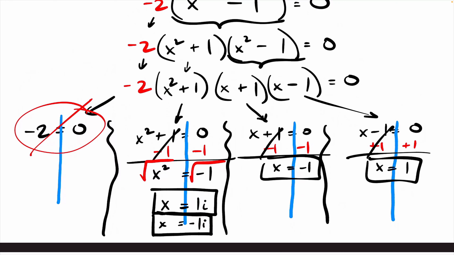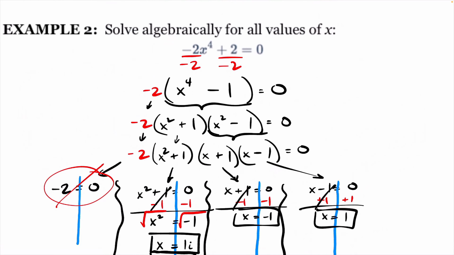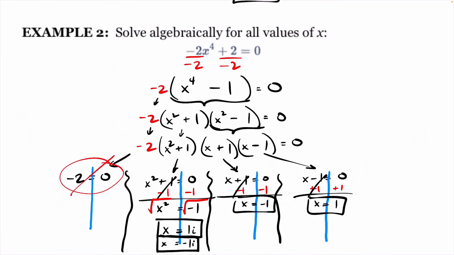How do you know if they only want the real ones? You read the directions. This one said, give me all of the values, so you give them all 4. 4 boxes, 4 answers. Sometimes the directions will say, solve for real answers only. Then you only do the real ones. It just depends on the question, so read the question.